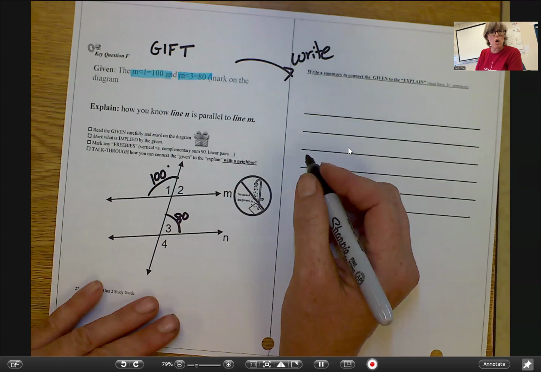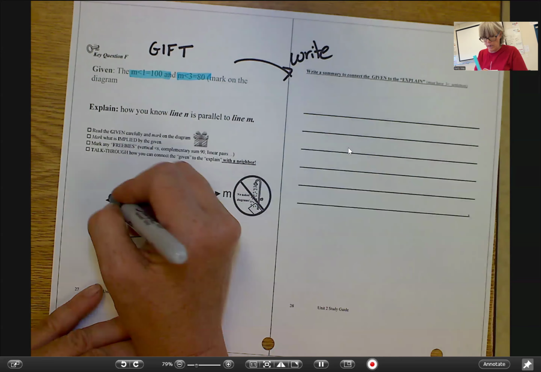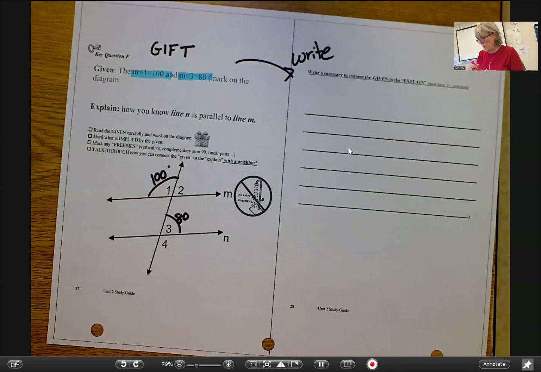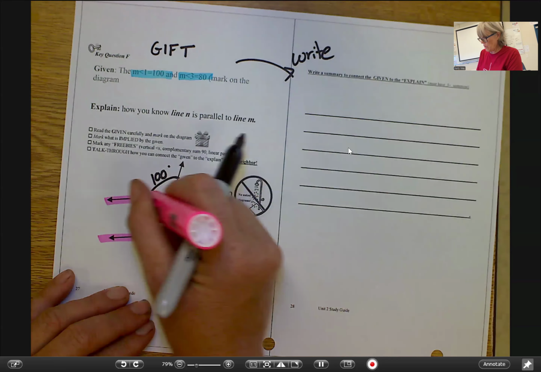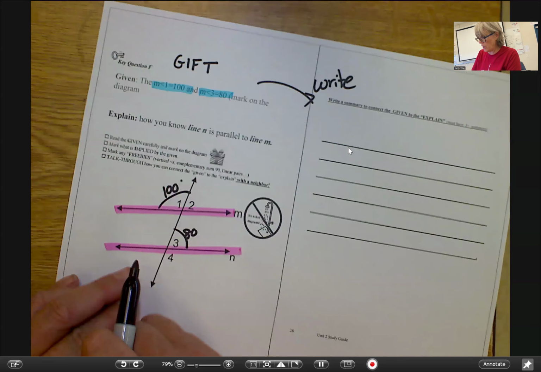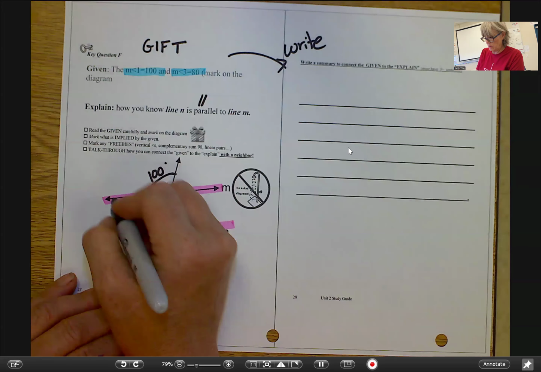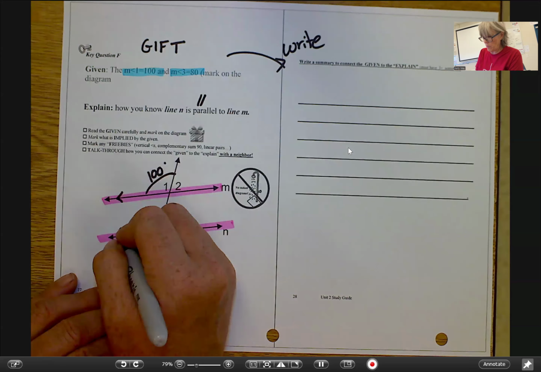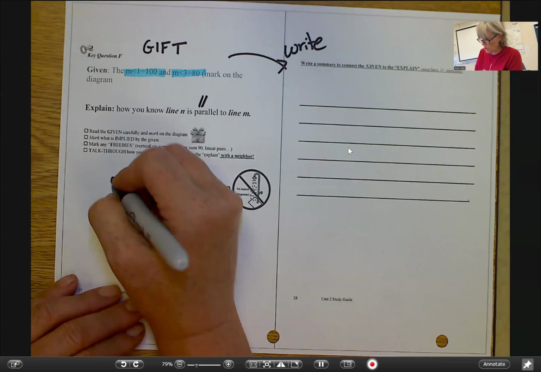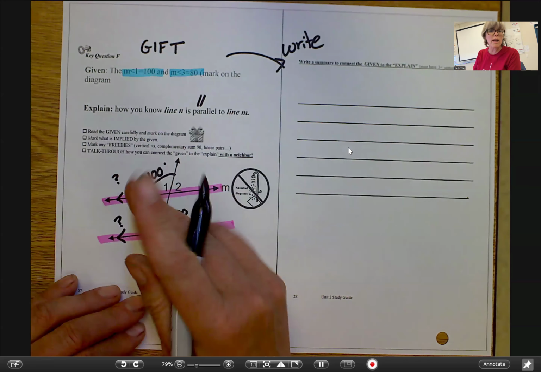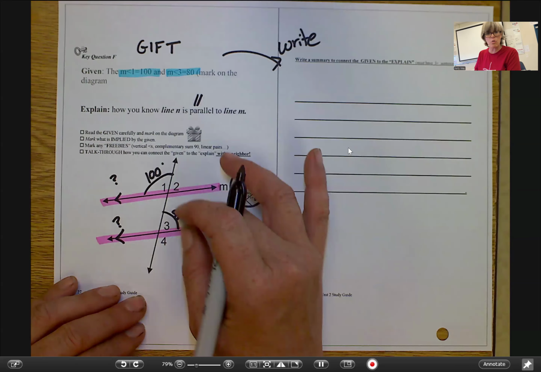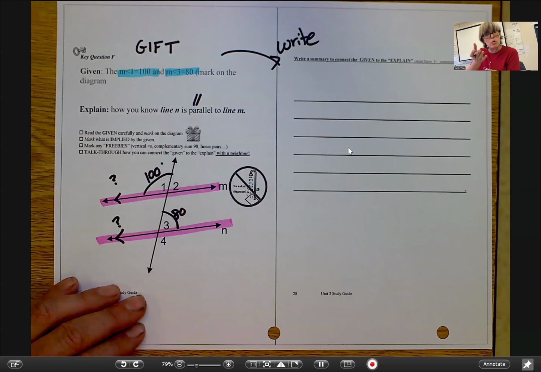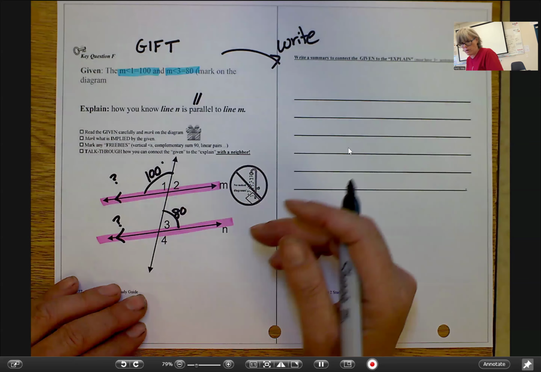Explain how you know line N and line M must therefore be parallel. Okay, I'm going to put a little arrow feathers, but I'm putting a question mark because you aren't told the lines are parallel. That's not part of your given. You're only given these angle measures, and you have to prove or explain why the lines are parallel.